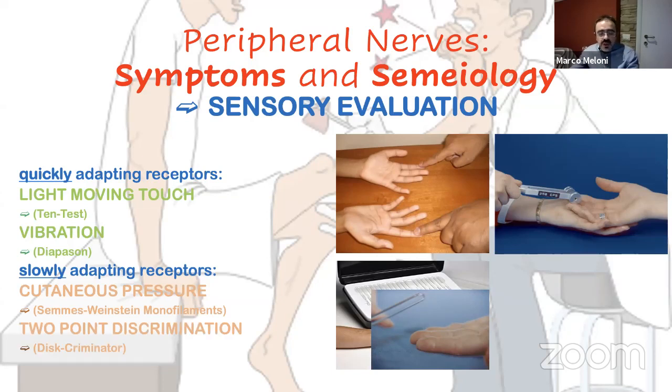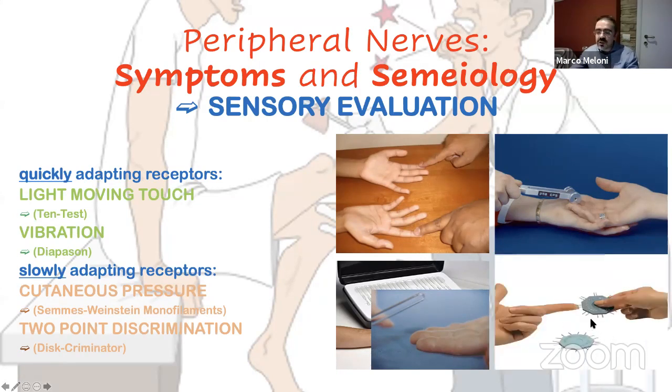Two-point discrimination could be done by the discriminator, a tool created by Susan McKinnon that examines the two-point discrimination. That is also related to the slowly adapting receptors.